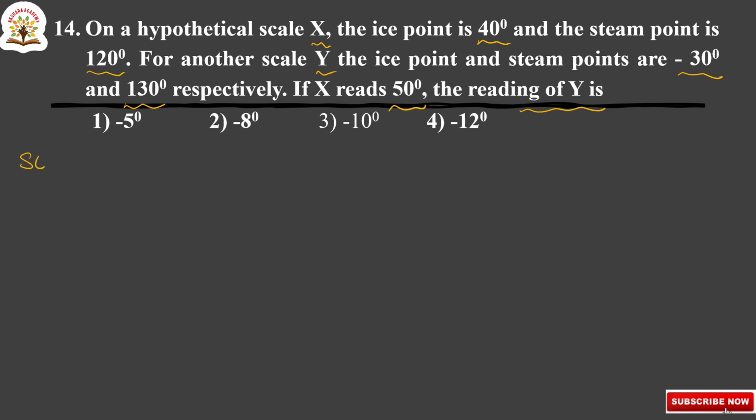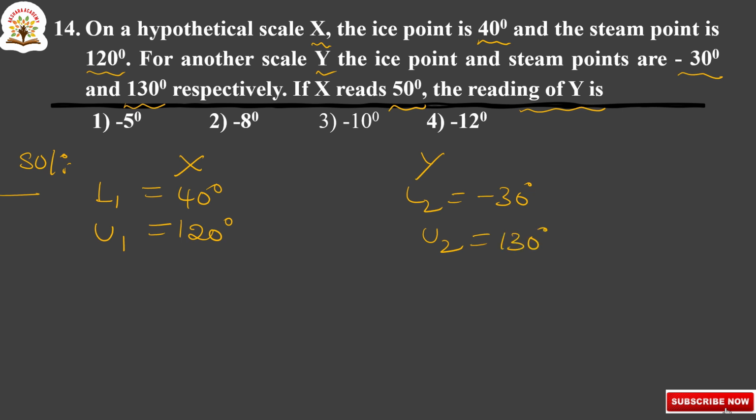Okay, let us go to the solution. Here they have given two scales, x and y. We assume that on scale x, the ice point and steam point are L1 and U1. L1 is given as 40 degrees and U1 is given as 120 degrees. On scale y, L2 is given as minus 30 degrees and the steam point U2 is given as 130 degrees. Here x reads 50 degrees.